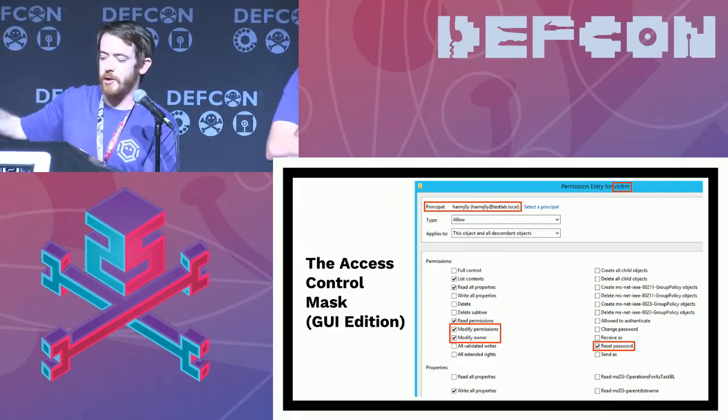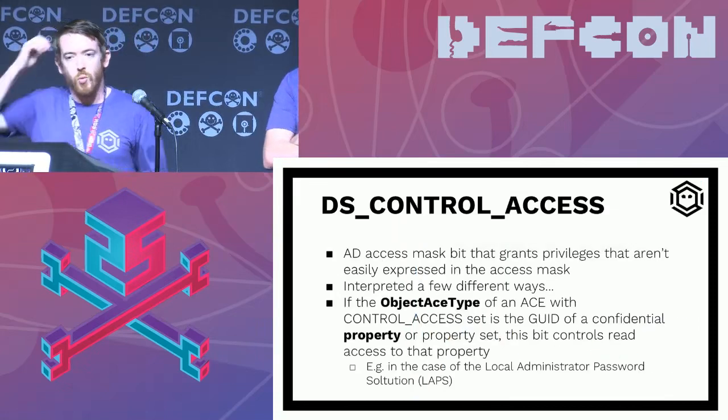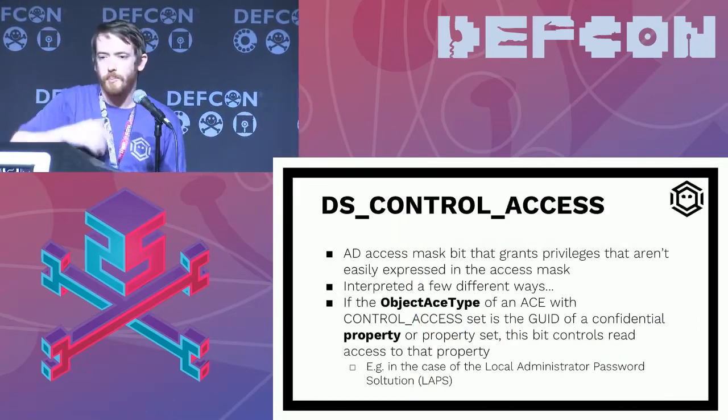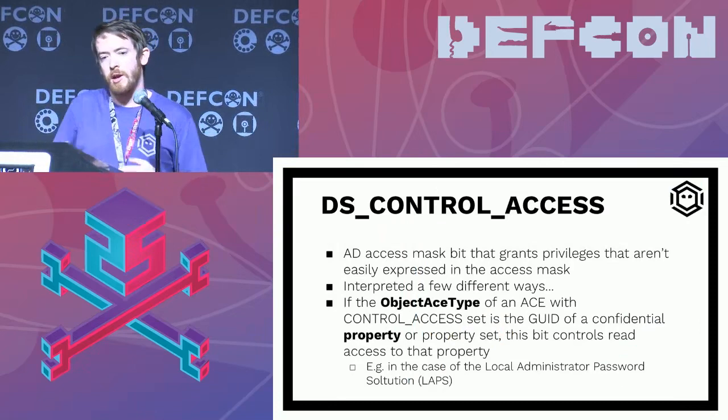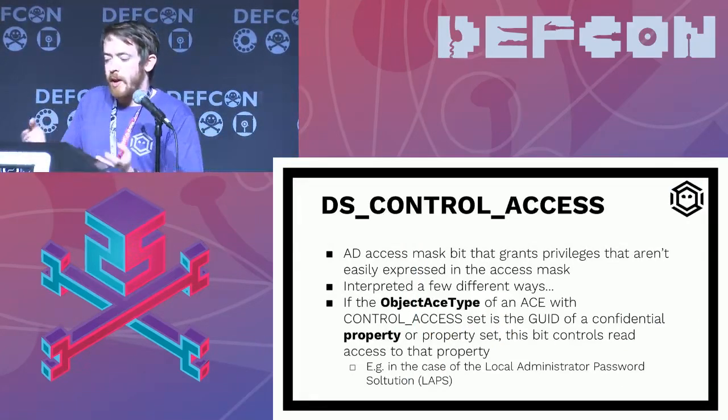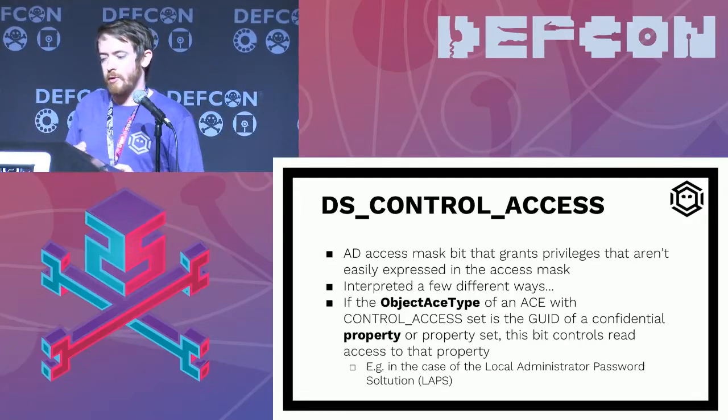So again, this is just the access mask. There's one bit in the access mask that we particularly care about. So in the control bits in this ACE entry, with this access mask, there is a DS control bit. So this is interpreted in one of two ways.